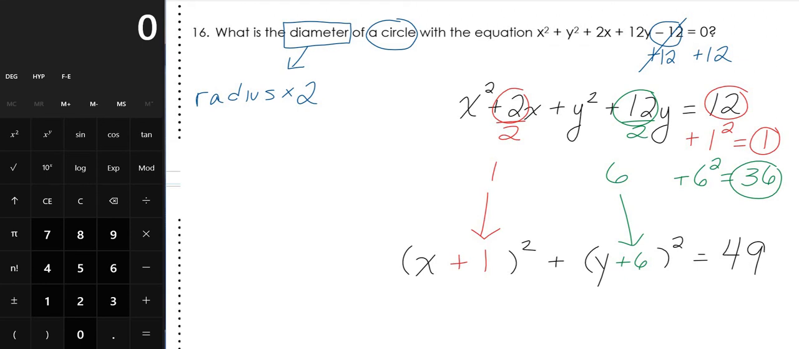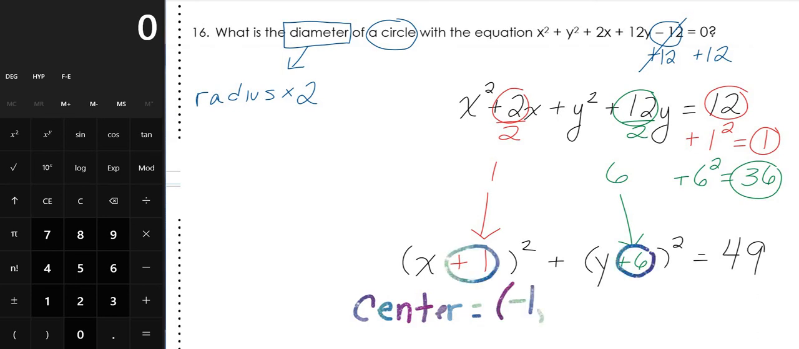So for our center, which they're not asking you for, but it's good to review, our center is at negative 1, you take the opposite sign, and negative 6. Our radius is always whatever's on the right-hand side square rooted. So square root of 49, it's a nice whole number, it's a 7. It's okay if it wasn't a whole number, that would be okay, but it turns out that in each of our problems, it was a whole number.